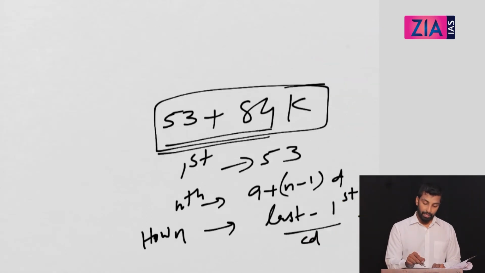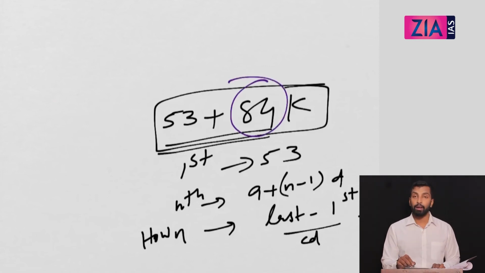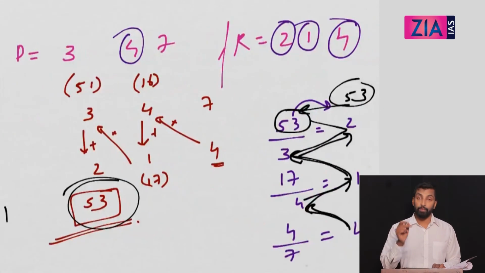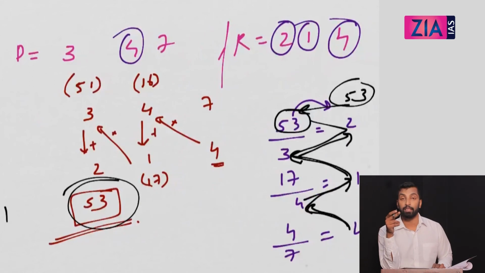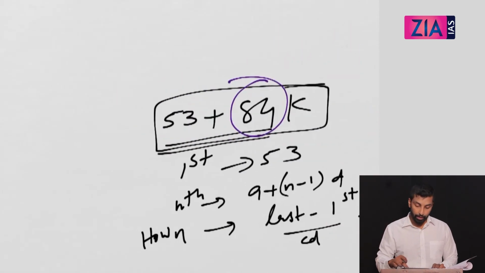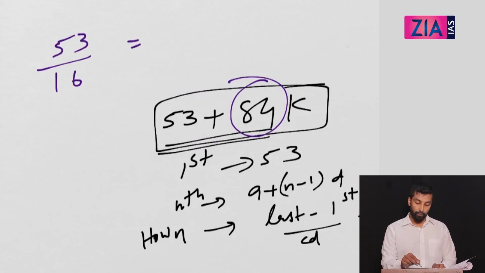So in the previous question, if you remember, I asked you divided by 60, what is the remainder? You got the answer, but for 16 you cannot get the answer. But here, divided by 16 you can get the answer. The reason is the common difference is 84 and 16 is a factor of 84. So if I give you a question like this, a number which when divided successively by 3, 4, 7 leaves remainders 2, 1, 4, what will be the remainder of the same number divided by 16? What do you need to do? Take the first term, 53, divide by 16, see what is the remainder, 5.